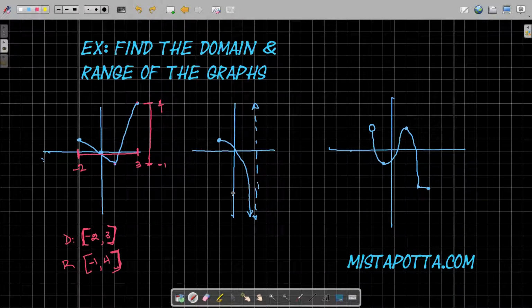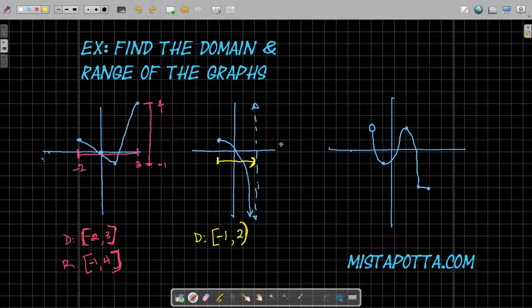For this second problem, my graph starts here and it gets closer and closer, but it never actually reaches here. It just gets really close to that point. So my domain is going to start at -1, and we do actually hit that point. But we get closer and closer to x equals 2, and that's an asymptote that we never quite reach. So my domain is going to go from -1 to +2.